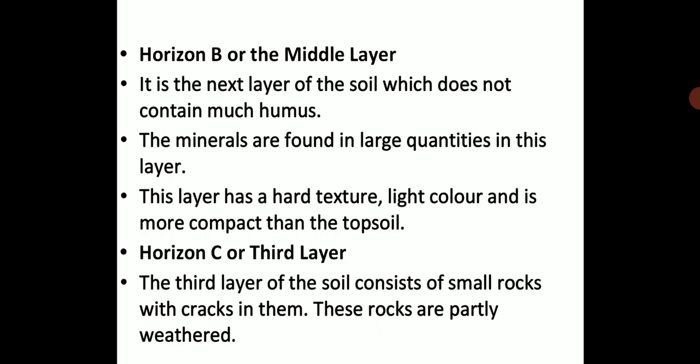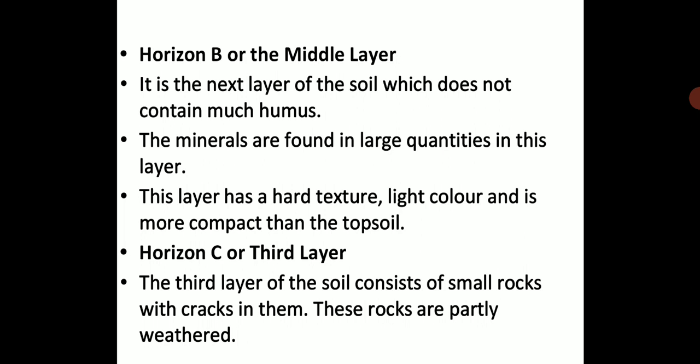Now we will see horizon B, that is the middle layer. It is the next layer of the soil which does not contain much humus. You have seen in the diagram, the minerals are found in large quantities in this layer. This layer has a hard texture, light color, and is more compact than the topsoil.